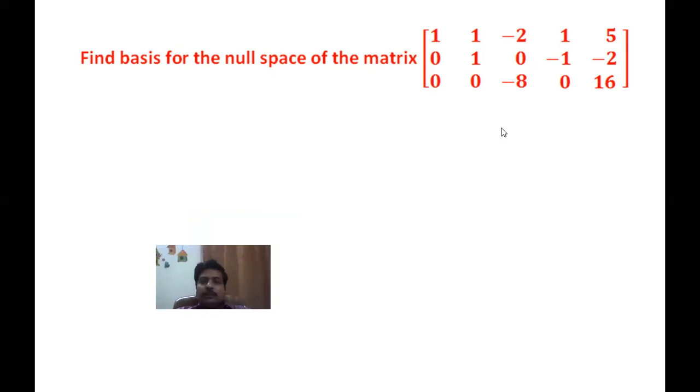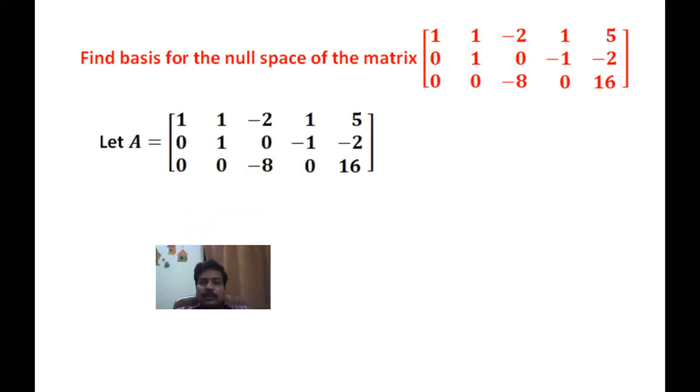You can observe that the given matrix is in echelon form. It is already in echelon form, since the entries below the leading entries are 0, here and this is 0 again. So it is already in echelon form. So let us name this A. So this is a 3 by 5 matrix.